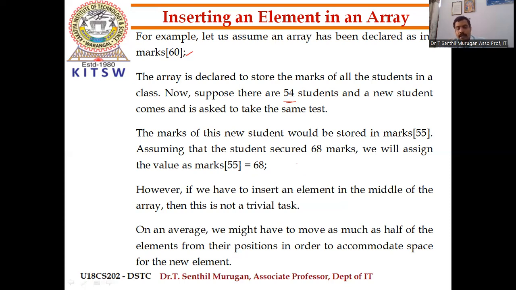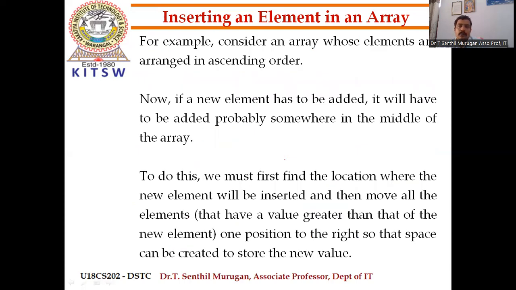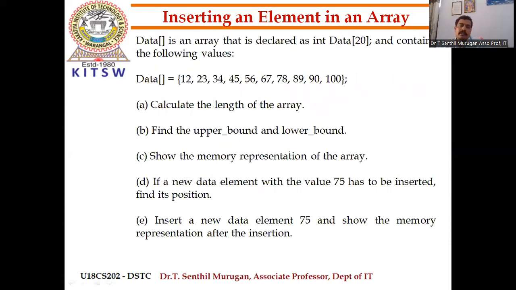In case we want to add an element in the middle of the array, at any position, what do we have to do? First, calculate the lower bound and upper bound and show the memory representation of the array. Finally, a new data element, 75, is to be inserted. Some data is given. This is the array they created and assigned these values: totally 10 values, so the size of the array is 10.